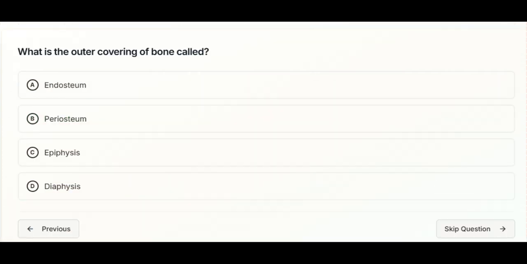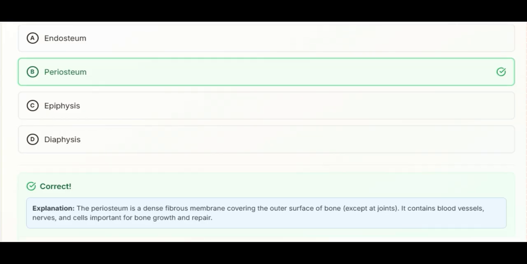What is the outer covering of the bone called? Endosteum, periosteum, epiphysis, or diaphysis? Periosteum. The periosteum is a dense, fibrous membrane covering the outer surface of bone, except at joints. It contains blood vessels, nerves, and cells important for bone growth and repair.